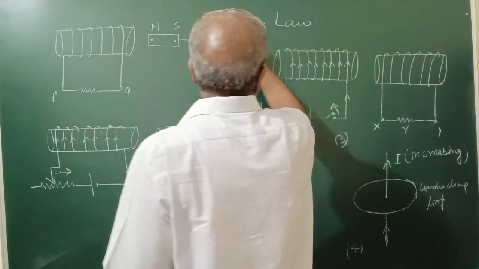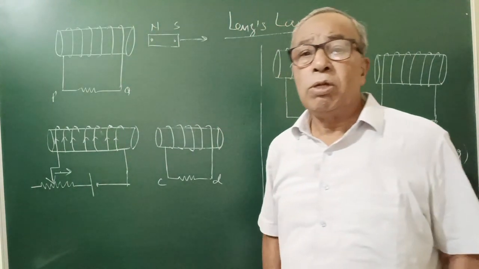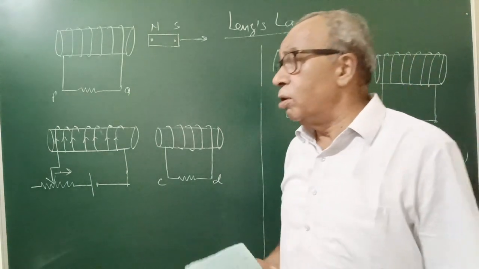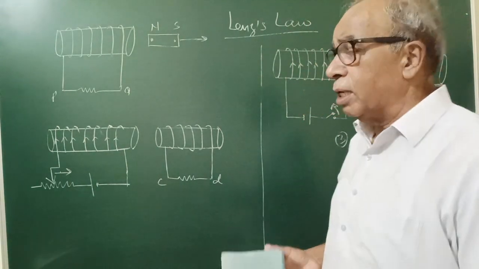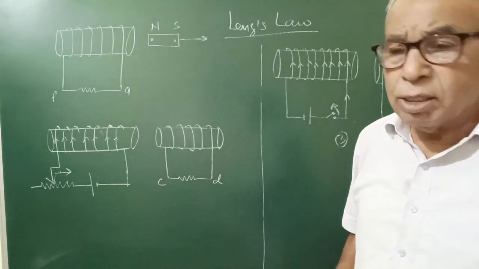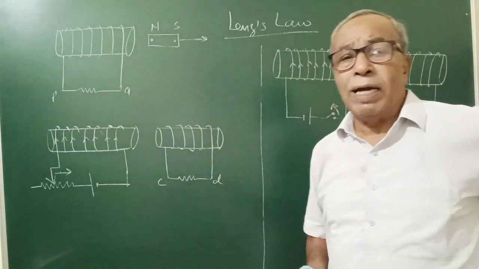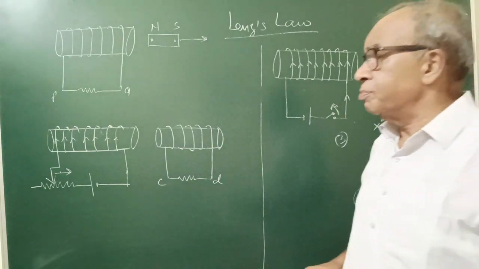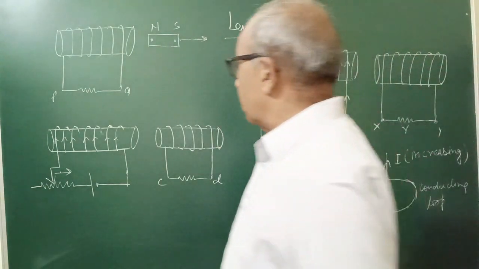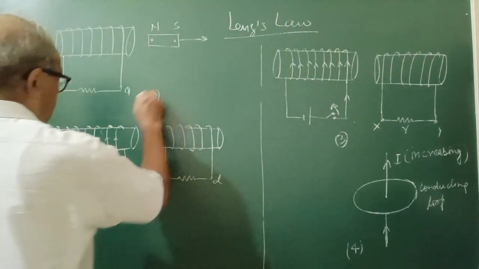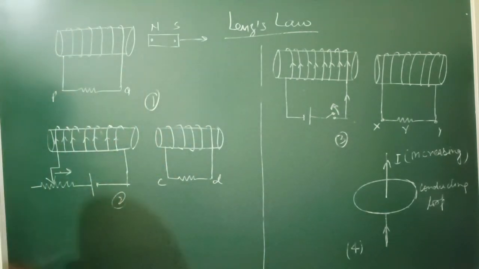You know, in some books you are told the right hand screw rule, right hand thumb rule. That is not a general rule. Lenz law is the basic law to find the direction of induced current. Now see here in this figure, figures 1, 2, 3, 4.